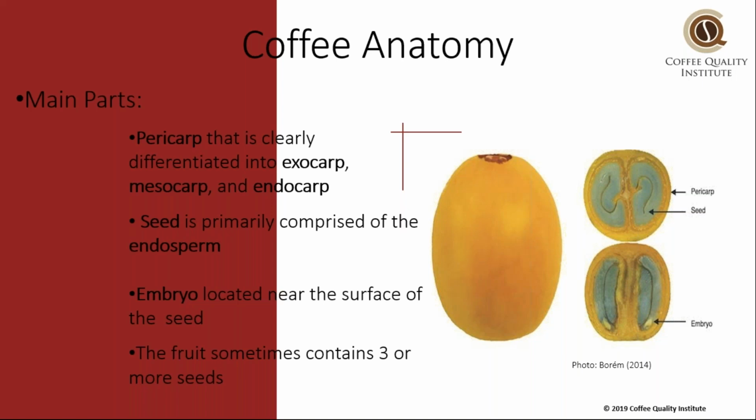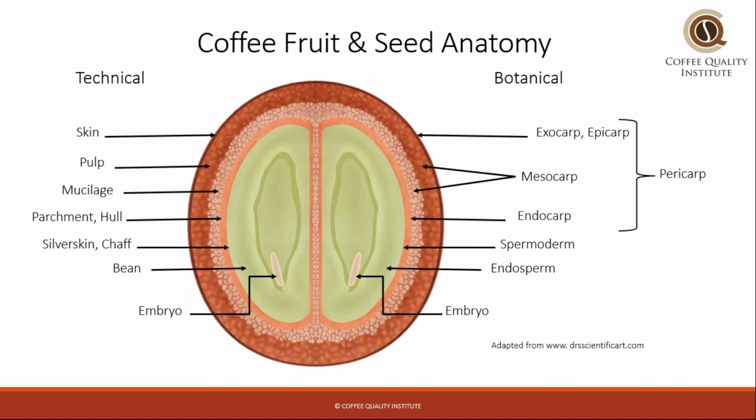Now, we have an image here of the typical yellow coffee cherry. It's containing 2 seeds, but you can also have cherries with different numbers of seeds. Getting into more specifics, this diagram shows the coffee fruit and seed anatomy from 2 different perspectives. One side, on the left, is the technical terms, and you may be familiar with those as a coffee professional already. Now, on the right, we have the botanical terminology, which include some words that I used on the last slide.